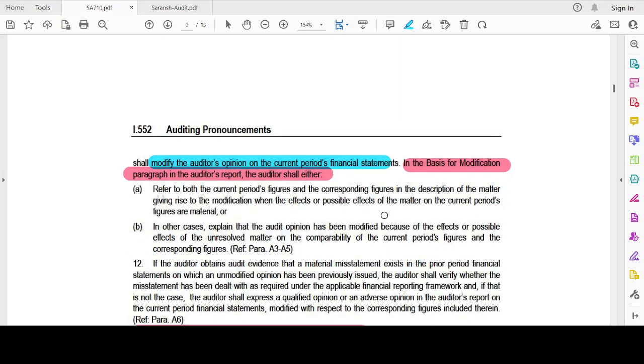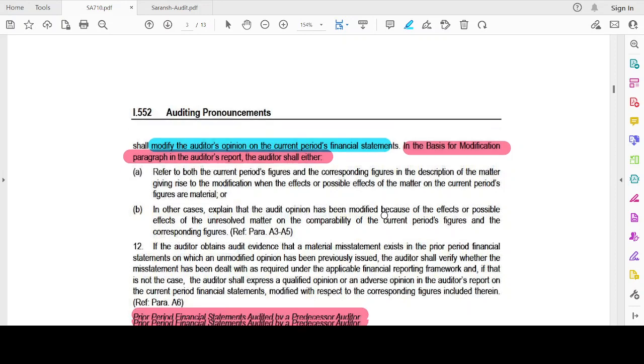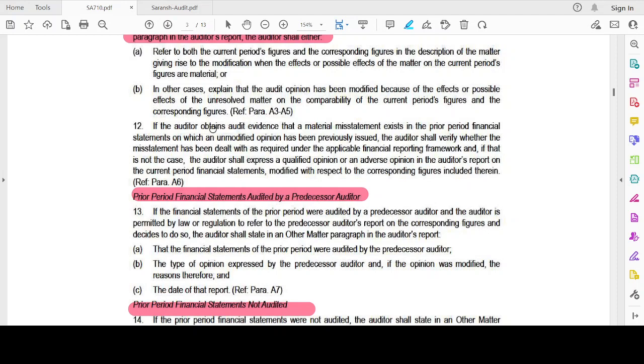In the basis for modification paragraph, he should state the facts. Now, if the auditor obtains audit evidence that a material misstatement exists in the prior period financial statements on which an unmodified opinion has been issued, the auditor shall verify whether the misstatement has been dealt with as per the AFRF, and if that is not the case, the auditor shall express a modified opinion. See, there are two cases. That's what I have discussed till now. First case is that last year itself was a modified report, and this year such modification matter is not resolved. Then I will also issue a modified report.